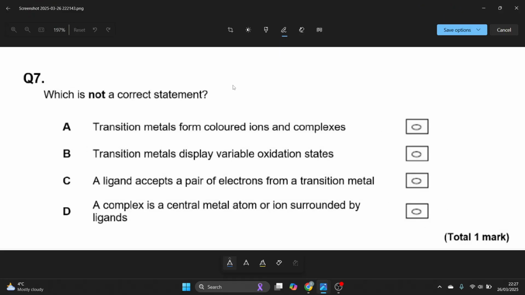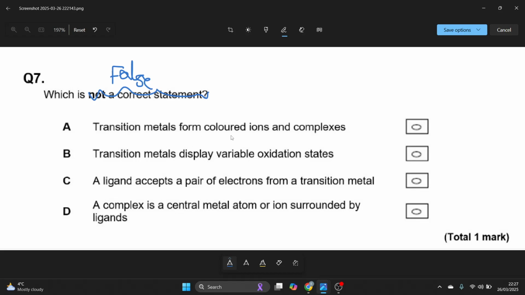Question 7, which is not a correct statement. I don't like this because in time pressure you can read it as which is a correct statement. It happened to me before, so what I would do, for which is not a correct statement, is just cross out 'not' and read which is false. That's all it means. Which one's false? And that, for me, I find useful. I don't know if you guys do.